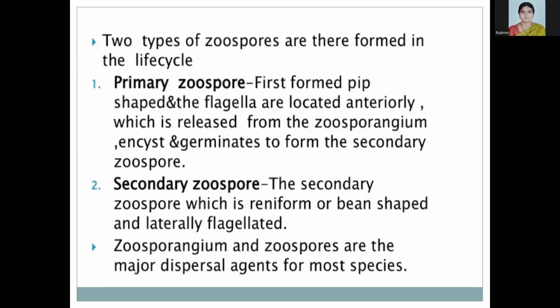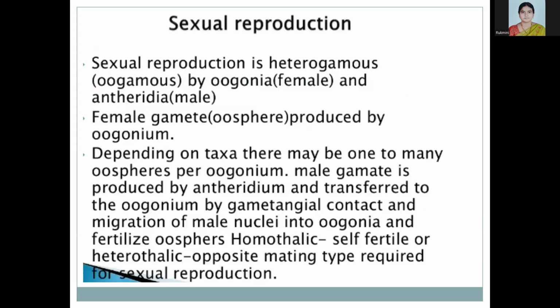Next, coming to secondary zoospores. The secondary zoospore is reniform, that means kidney shaped, also called bean shaped. Here the flagellum is located on the lateral side. That is why secondary zoospores are called laterally flagellated zoospores. Zoosporangia and zoospores are the major dispersal agents for most of the species.